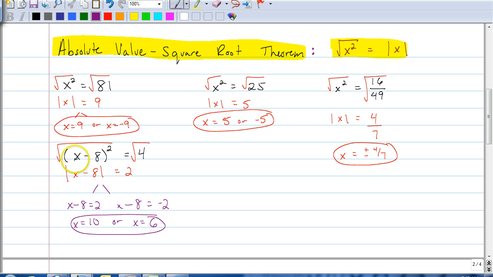Again, if we check our answers, 10 minus 8 is 2, and 2 squared sure enough equals 4. 6 minus 8 is a negative 2. Negative 2 when you square it is a positive 4. So that's why we have two possible answers there.